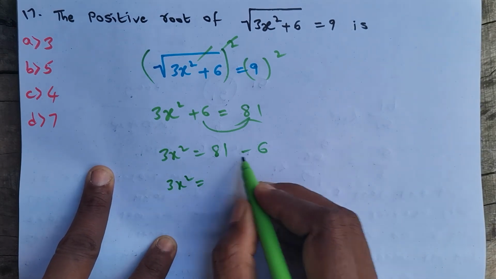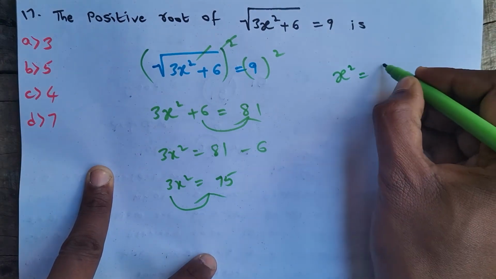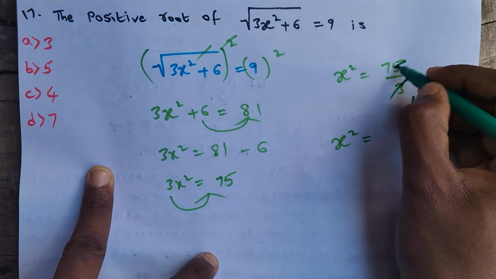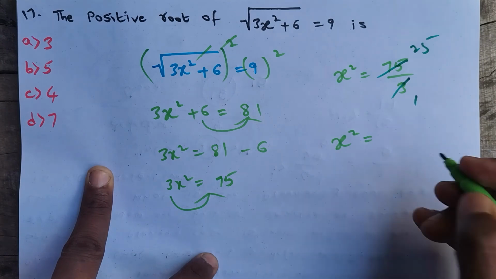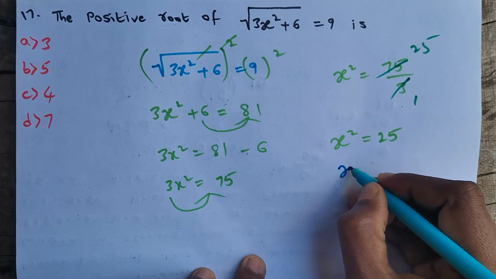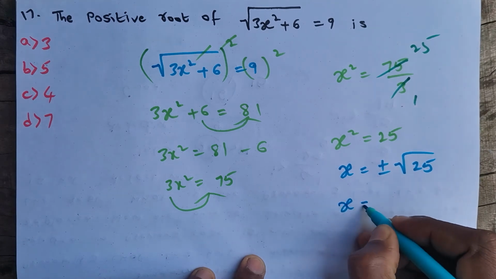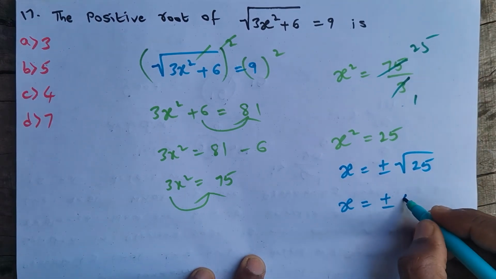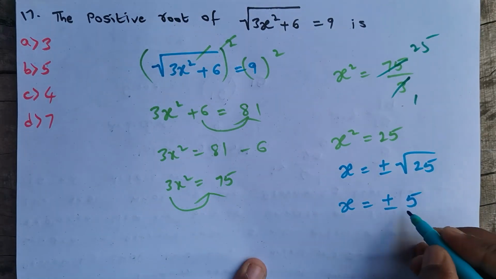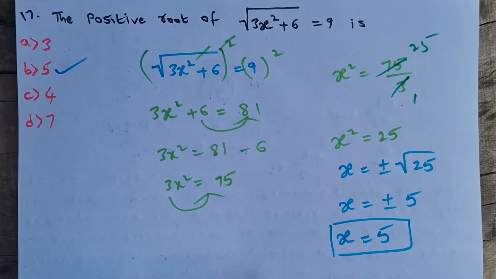3x square is equals to 81 minus 6, 75. I'll take 3 also to the right side, so we will get x square is equals to 75 by 3. If we do cancellation, 3 1s are 3, 25s are 75, so x square is equals to 25. Then x is equals to plus or minus root 25, which is plus or minus 5. In the question he clearly mentioned he wants only the positive root, so minus 5 we don't want, so x is equals to plus 5. Option B is the correct option.